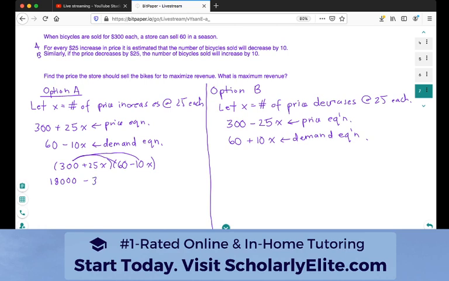Sorry guys, I literally don't know why my pen is acting like this. So negative 3000x, and then here we have 25 times 60, which is positive 1500x, and then positive 25x times negative 10x.